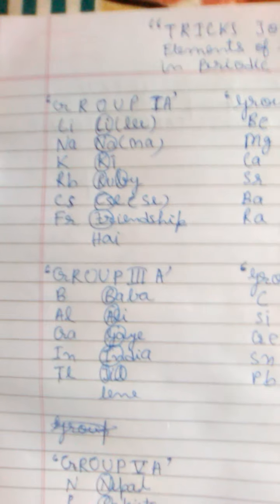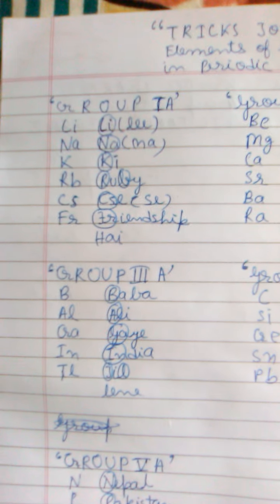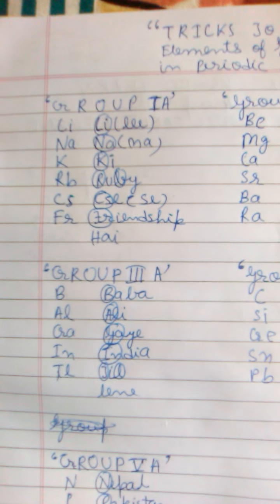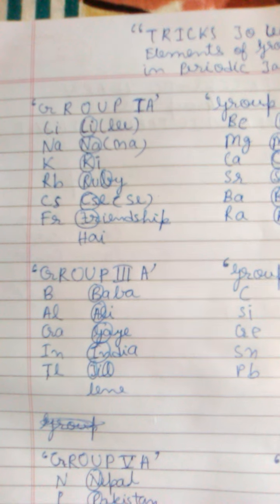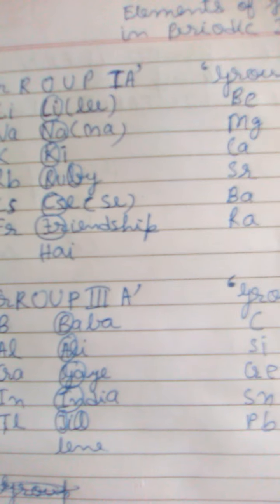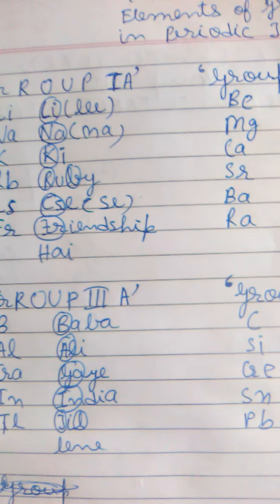First of all, we're going to see the group 1A elements. The elements are lithium, sodium, potassium, rubidium, cesium, and francium. So how can we learn them? A mnemonic, or sentence, is ready for you. First we say the mnemonic together: Leena ki ruby se friendship hai.